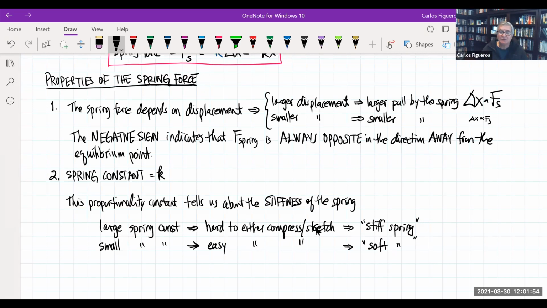So think about your bed. Most beds are spring beds. Would you want a stiff spring or would you want a soft spring? Most people prefer a soft spring. You don't want a spring constant so large that as soon as you lay on the bed, it feels like you're laying on concrete. Most people prefer soft beds. So therefore, the K value should be smaller here.